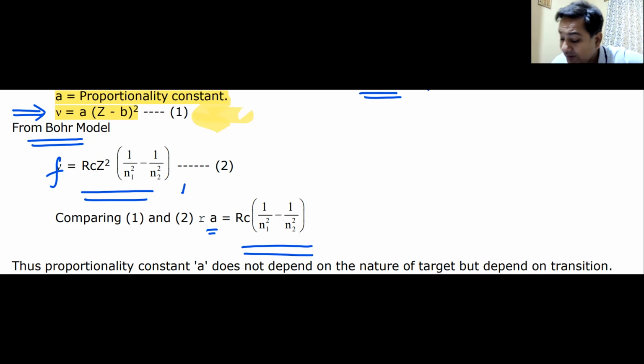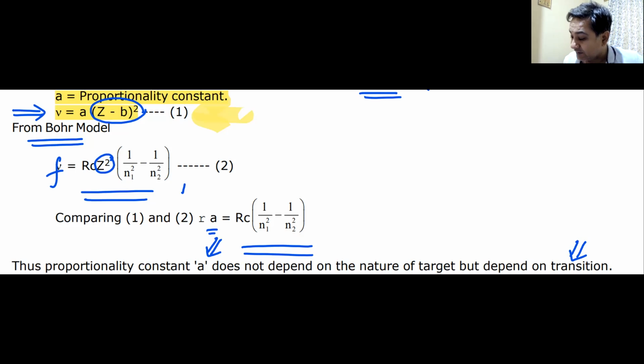The only difference is that here they have Z square, which Bohr said it should be proportional to. Moseley is saying that it is not proportional to Z square. It is actually proportional to (Z minus b) whole square. Do we understand the difference? Yes, sir. And therefore, he corrected the Bohr model. According to the Bohr model, this proportionality constant A is only dependent on Z. But Moseley found out that it is not only dependent on Z, but also dependent on the transition, from where to where the transition is happening.